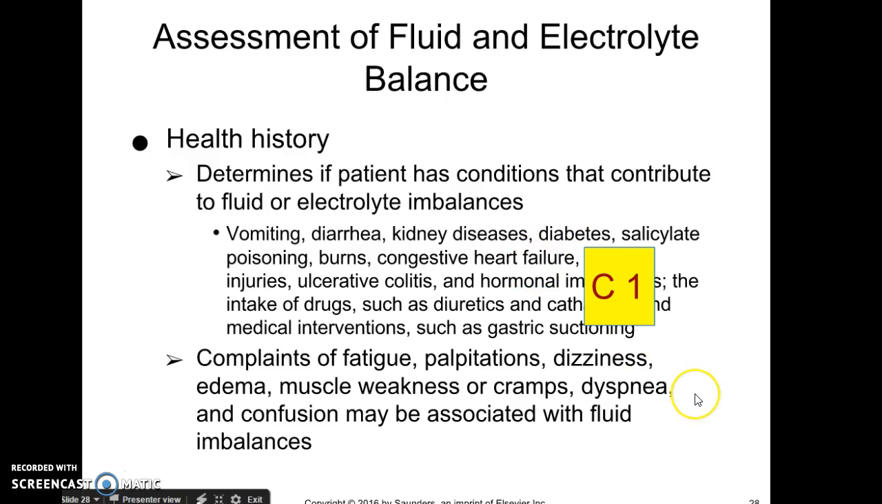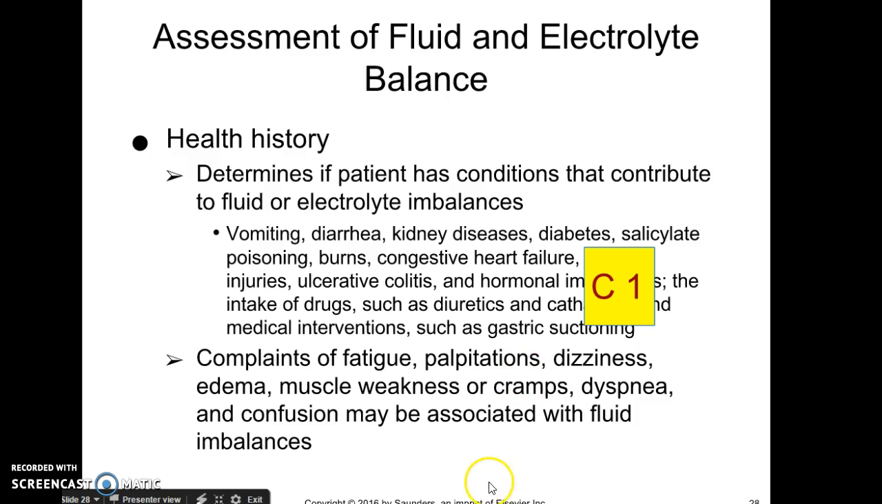CHF, congestive heart failure, causes water retention. Things like ulcerative colitis or having a colostomy would lead to higher output of water because they're going to lose more in their feces than what they normally would. And of course, taking diuretics such as Lasix can certainly increase the output, as those of us that have worked in healthcare have seen.